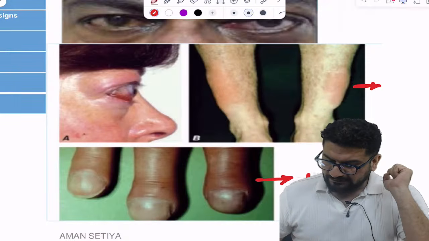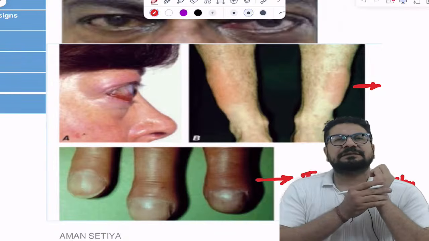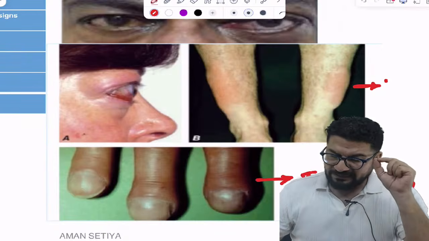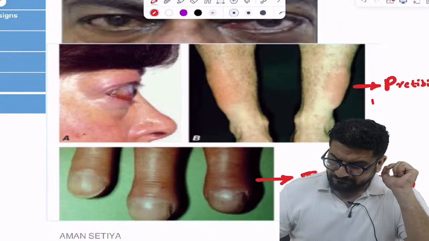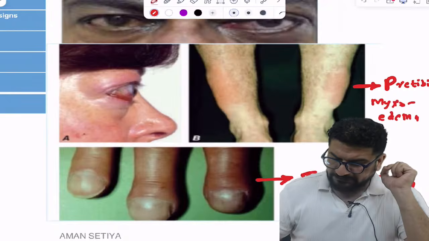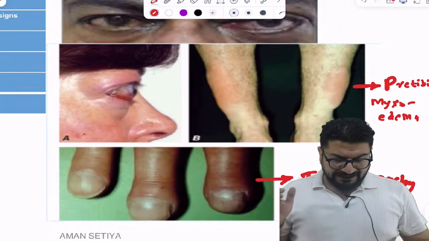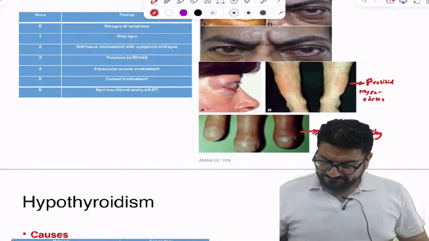So इसको बोलते हैं acropathy or thyroid acropathy. Understand? This is what we call edema in the legs, so we call this pre-tibial myxedema. Pre-tibial myxedema. Normal hypothyroid will have generalized myxedema, but in hyper you will see pre-tibial myxedema.